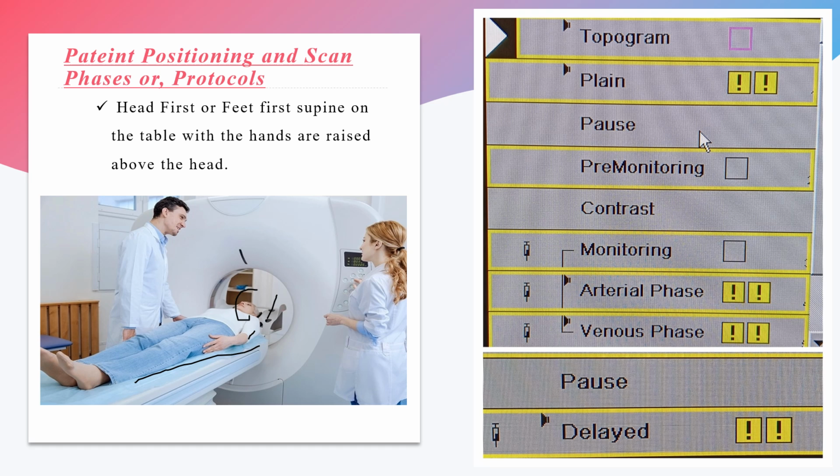Now, what are the protocols or the phases of the scan? At first, you will take a topogram of the image. Then we will give a plain scan of the image. After that, there will be a spot for the contrast media, and after that, you will inject the contrast media through the pressure injector, and there will be a pre-monitoring phase. And after that, the monitoring arterial and venous phase will be taken, and after a 30 to 55 second or 5 to 6 minute delay, you will take a delayed phase to create the urogram.